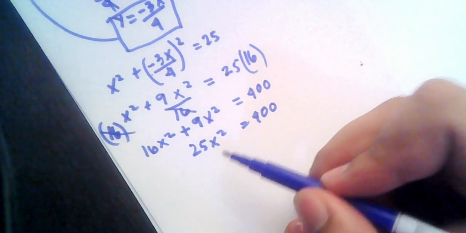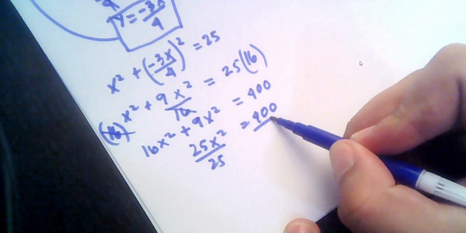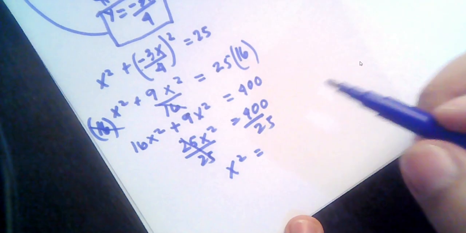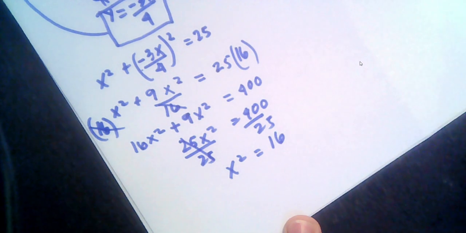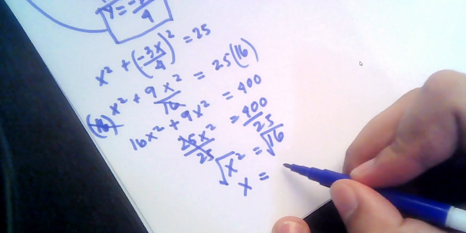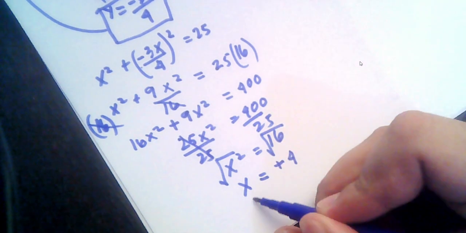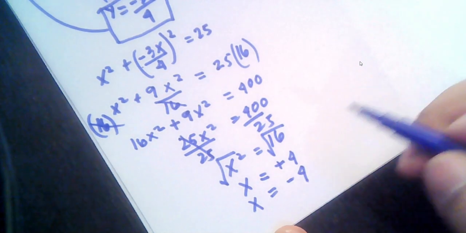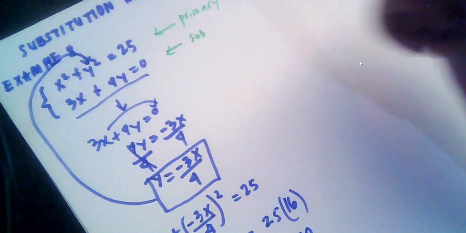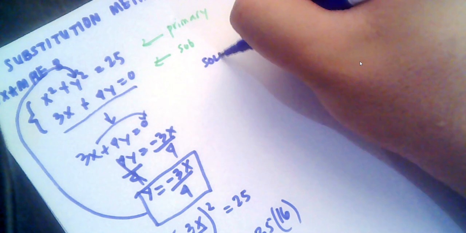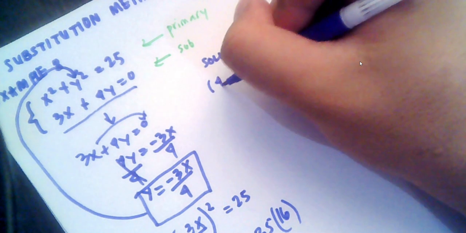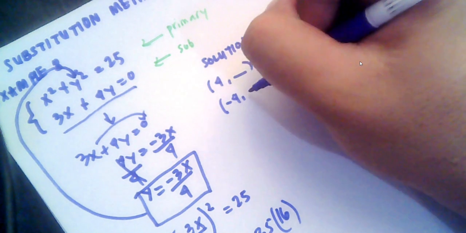25x squared divided by 25, divided by 25, cancel. X squared is equal to 400 divided by 25, that is 16. We're almost there. Square root of x squared, square root of 16, that is x is equal to positive 4 and negative 4. Do not forget, the product of square root, it should be positive and negative 4. We have two values of x's. Let me label it here so that we will stay guided. Solutions are 4 comma blank and negative 4 comma blank.